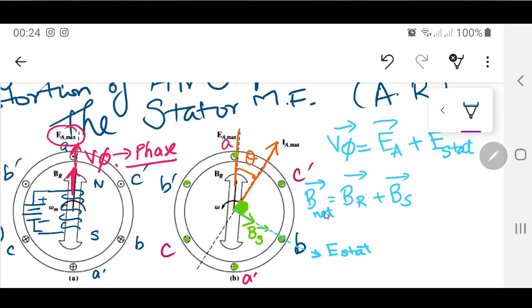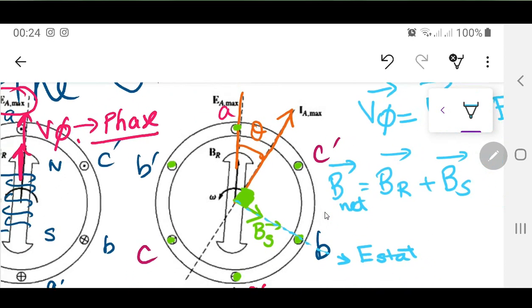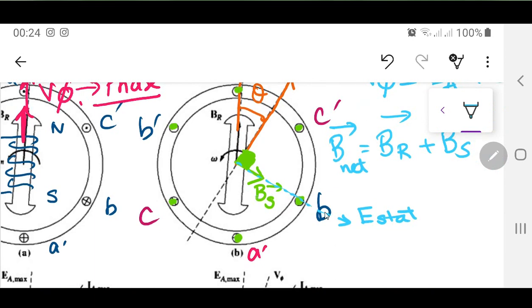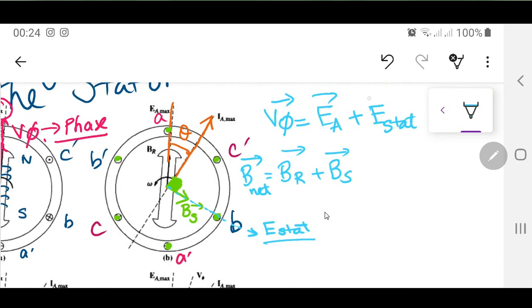That is actually over there. If the machine is not loaded, that will be EA, that will also be V phase. But if the load is attached and that load is a lagging load, what happens? It gives rise to an IA, that is IA max over there. And because of that IA max, I have a BS magnetic field, and that BS magnetic field gives rise to E stat. What is E stat? E stat is the voltage induced inside the stator windings because of the current flowing. So you can call it a self-induced EMF over there. So technically or vectorially, you can call it that V phase is equal to EA plus E stat, the vector.